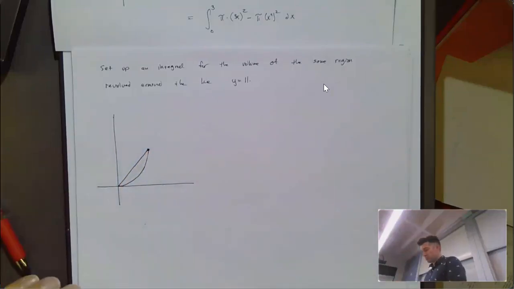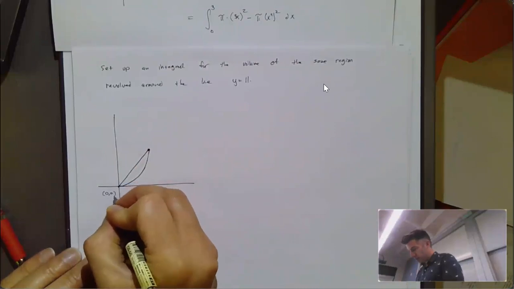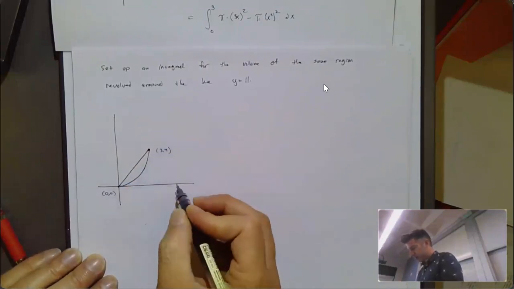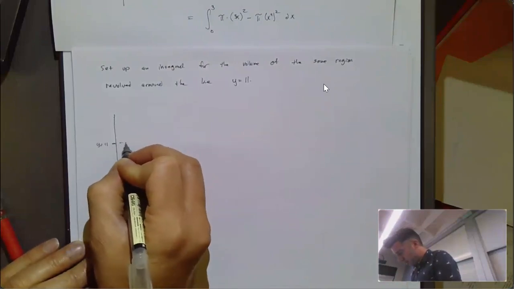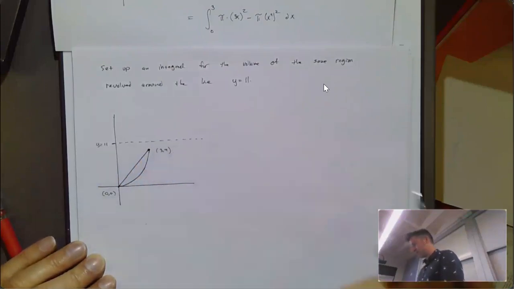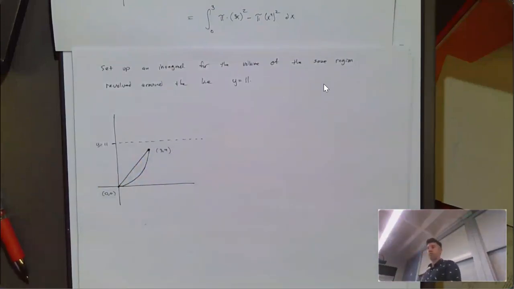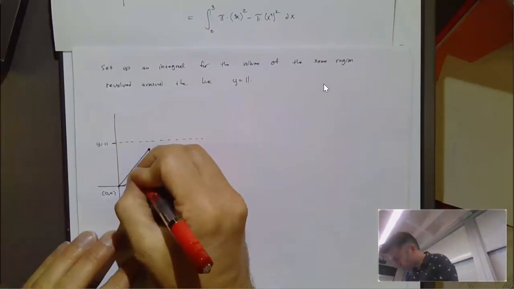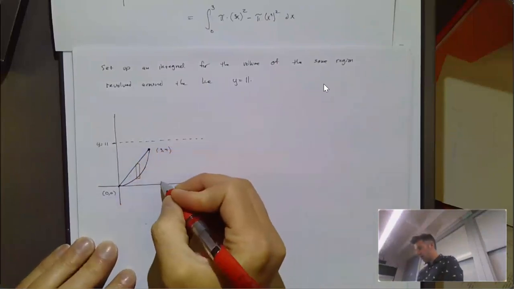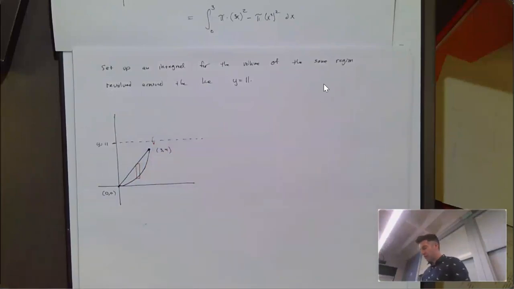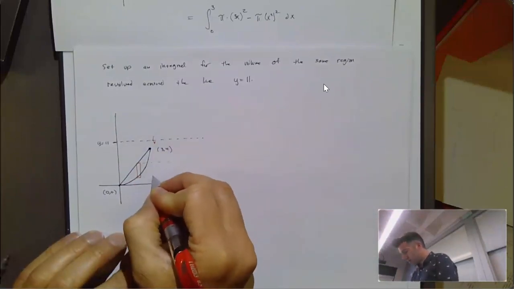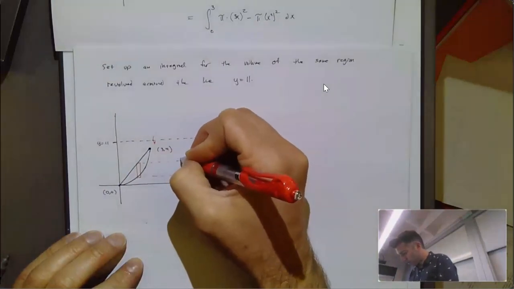There's my same region where they intersect at 0, 0 and 3, 9. But now I want to rotate around that axis there. I'm still going to draw a vertical strip, right? Because my axis is still horizontal. So my strip still needs to be perpendicular to that, which is vertical. But now I'm not rotating around the x-axis, I'm rotating around this line here. So I have to think about, okay, my strip is going to rotate around this line here.